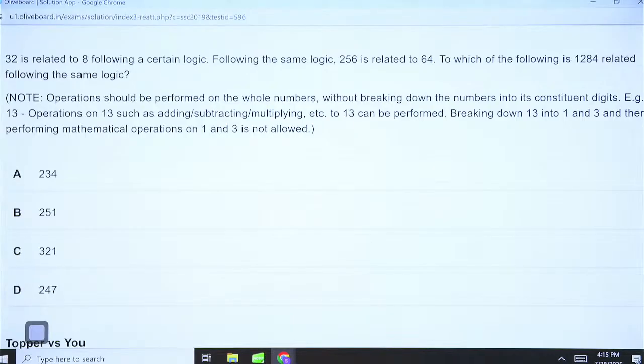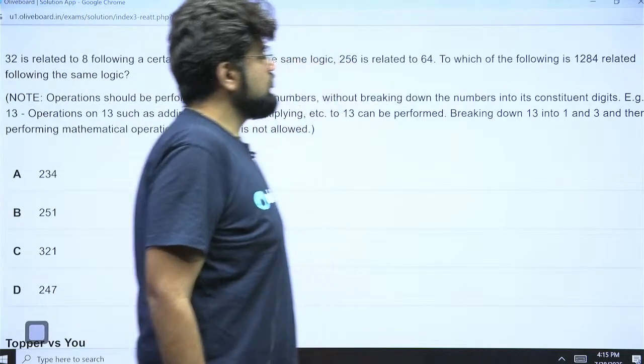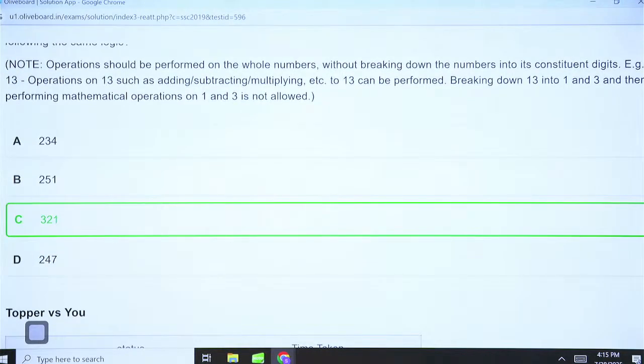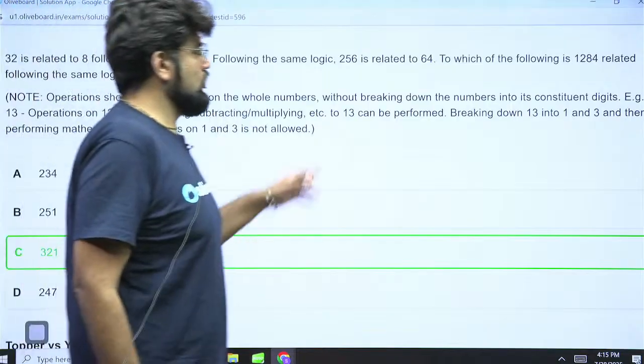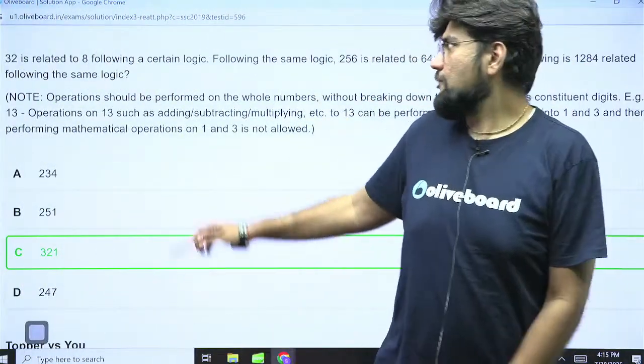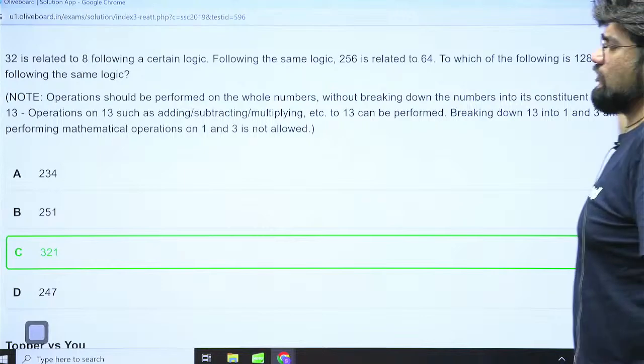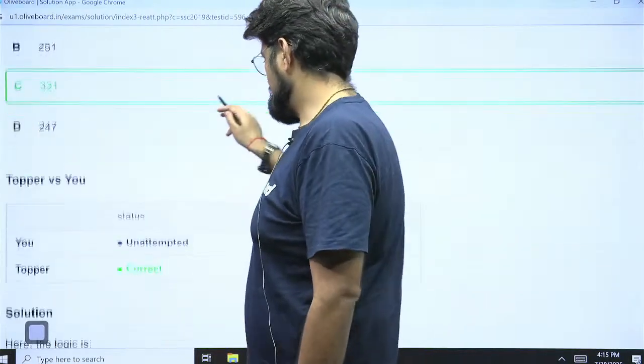It's simply being divided by 4, I believe. So if we divide 1284 by 4, what do we get? Cool. We are just dividing it by 4. 256 divided by 4 is 64. 32 divided by 4 is 8. 1284 divided by 4 is 321. So option C is the right answer.